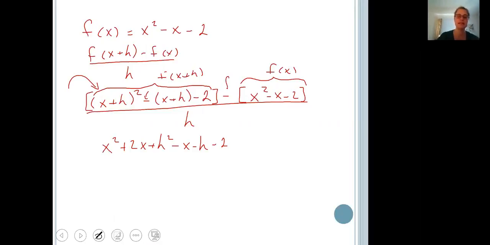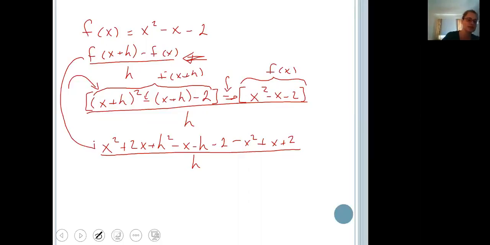Now, let's take this negative sign and distribute it through this way. So we get minus x squared plus x plus 2. We're going to divide all of that by h. With me so far? And remember what we're doing. We're finding this difference quotient. So this is equal to this whole thing. Okay?